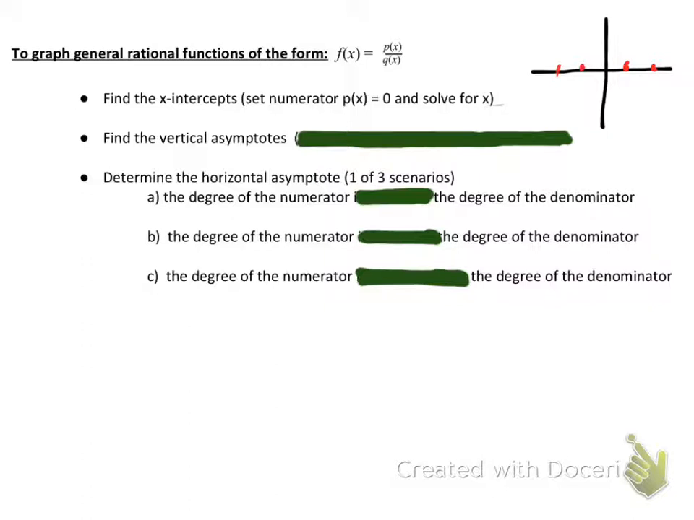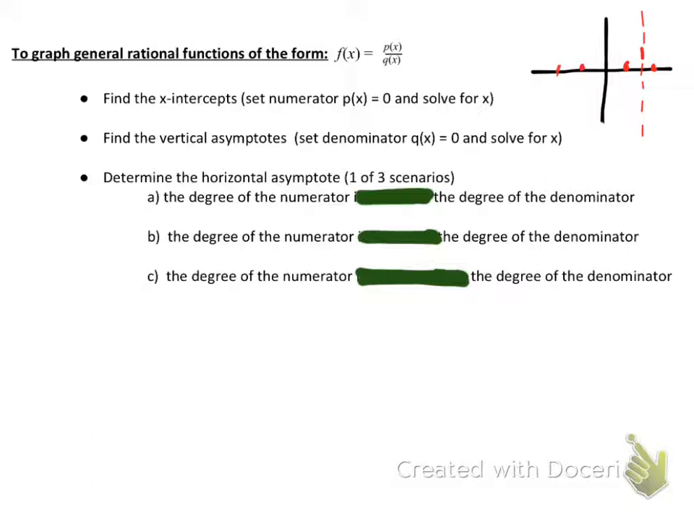The next thing we need to do is find our vertical asymptotes. And what that means is, where is the function not defined? Where can a y not exist? And we can't divide by 0. So now we're going to let the denominator equal 0, and that will be our vertical asymptotes.